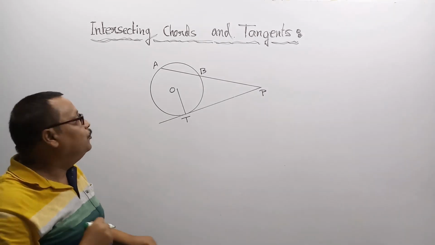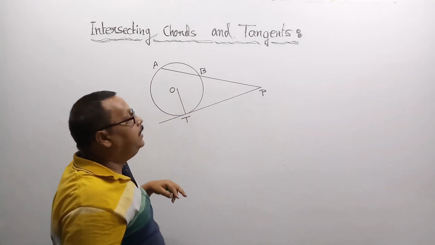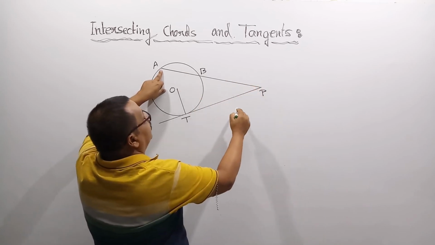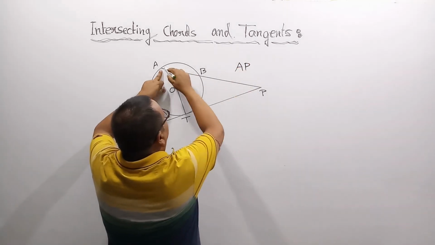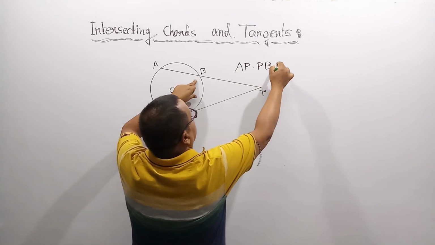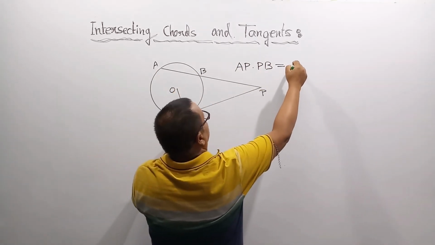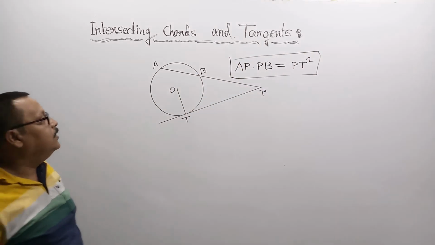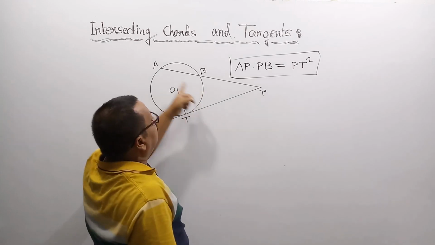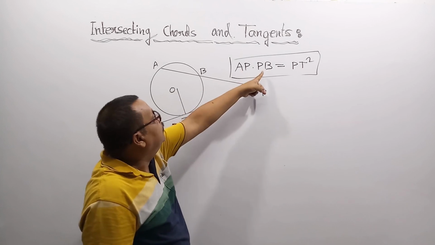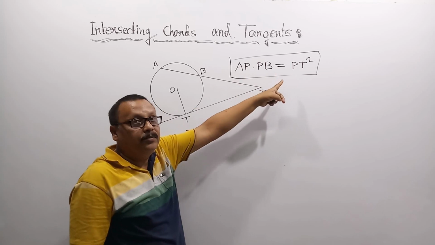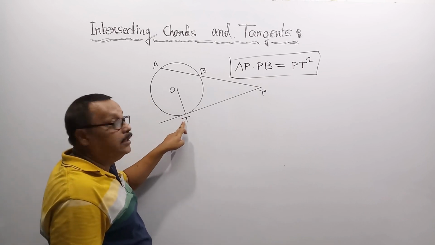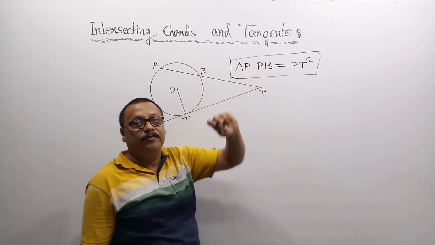Right? What to prove? You have to prove the product of the line segments divided by P, that is AP into PB, equal to the square of the length of the tangent, PT square. This is the theorem you have to prove here. That is, the product of the line segments divided by the exterior point P, PA and PB, is equal to the square of the length of the tangent from the outside point P to the point of contact T of the circle centering at O. You have to prove this. How will you prove this?